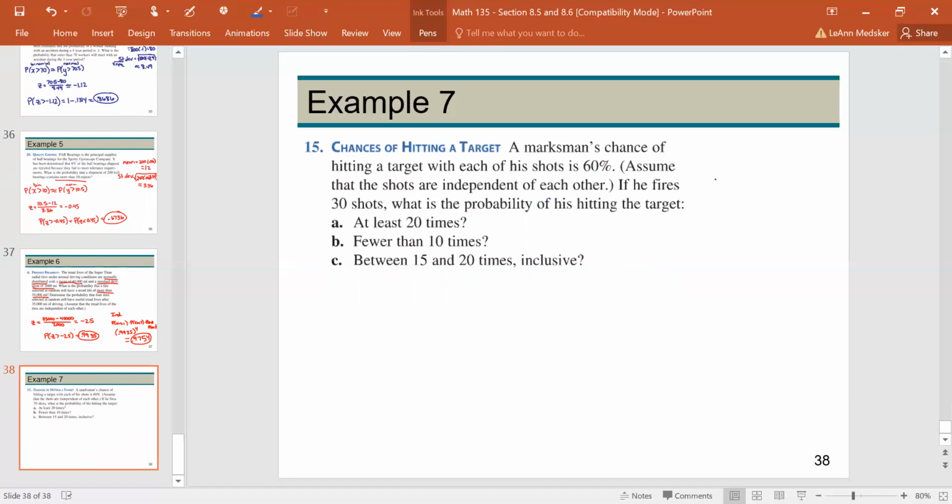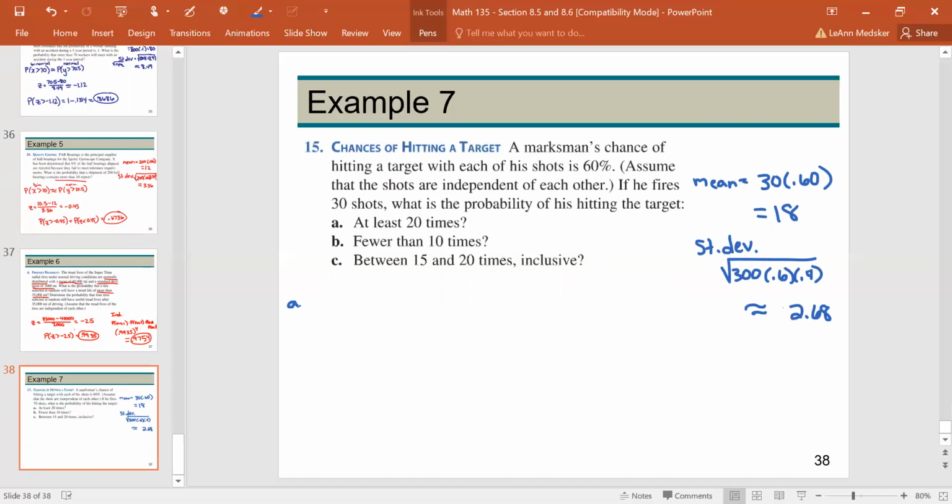So remember, to find your mean, you need to do the number of trials, which is 30, times the probability of success. So 30 times 0.6 is 18. We expect him to hit 18 of the shots if he hits exactly his 60% mark. Standard deviation is going to be the square root of 30 times 0.6 times 0.4, which when I worked that out earlier, I got 2.68.